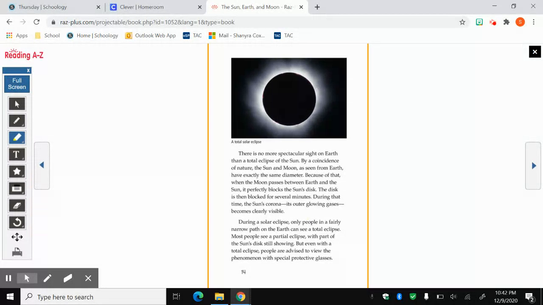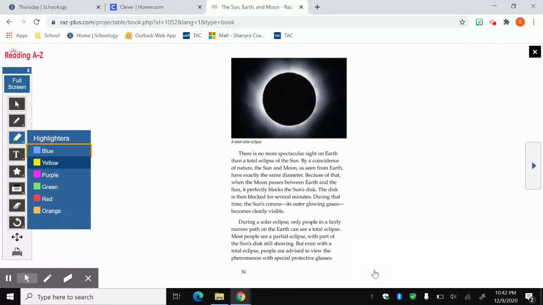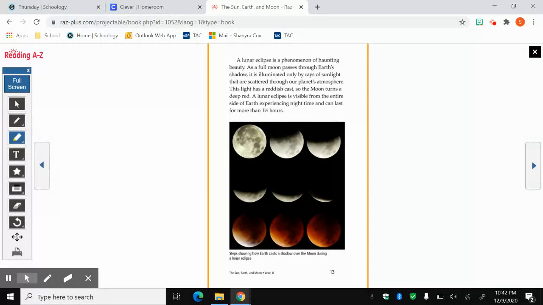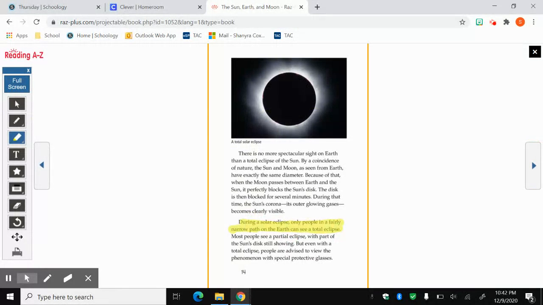Well, it tells us right here that during a solar eclipse, only people in a fairly narrow path on Earth can see a total eclipse. If we go back here, it says a lunar eclipse is visible from the entire side of Earth experiencing nighttime and can last for more than 1.5 hours. So that's the difference between a lunar and a solar eclipse, and it's not visible to everyone. It depends on what type of eclipse it is and where people are located.